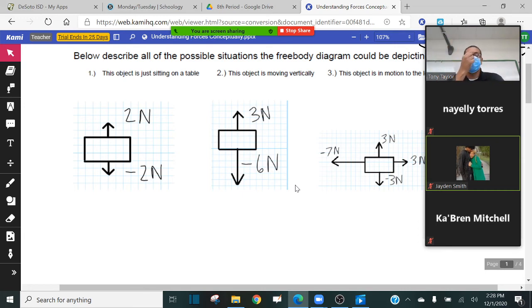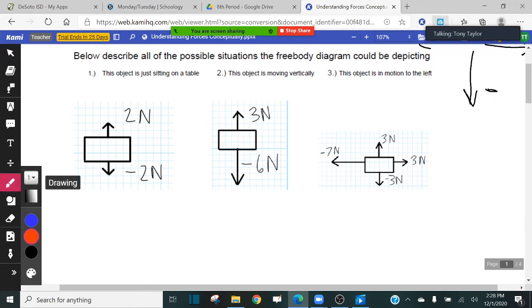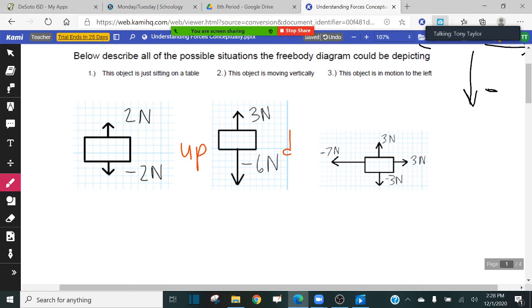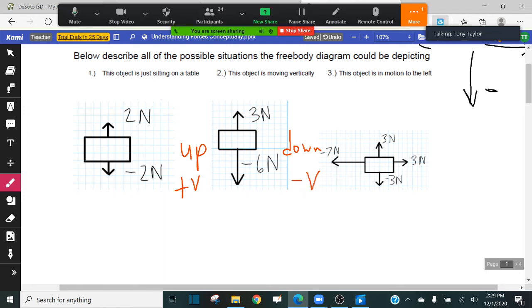Okay. So in this situation, we're going to have two possible scenarios. We want to figure out what would be happening to this object if it was moving up, and also what would be happening if it was moving down, considering these are the forces acting on it. So here we're going to have two answers. We need to consider two scenarios. Vertically means it can be moving up or moving down. Now on number 2, if the object is moving up, that means it has a positive velocity. If it was moving downward, that means it would have a negative velocity.